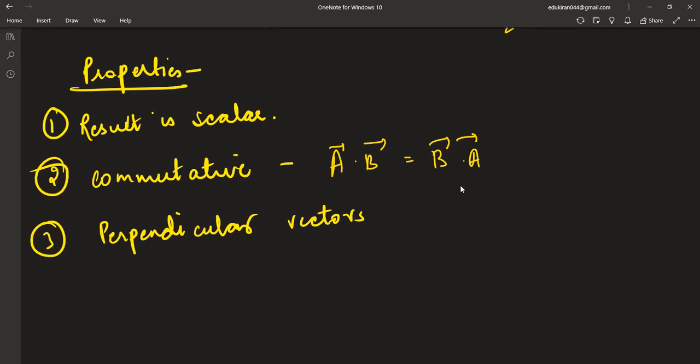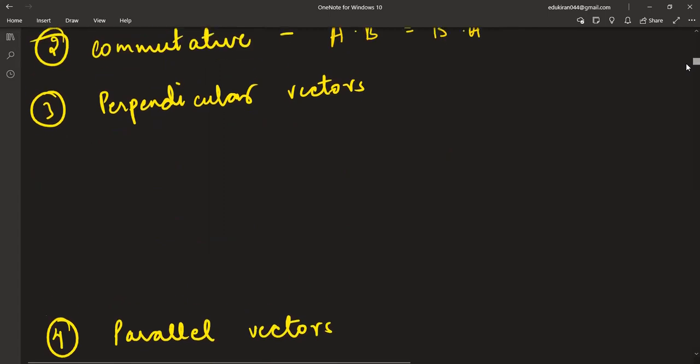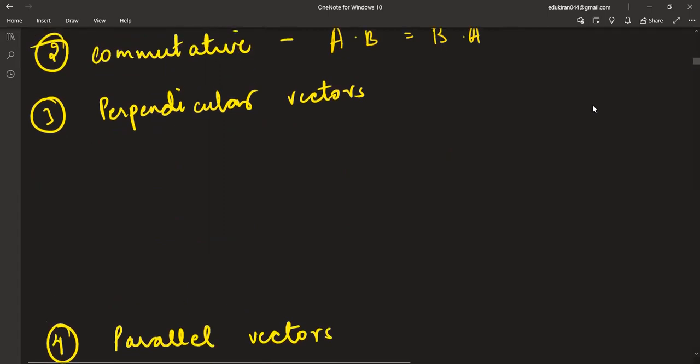The way in multiplication we can do, 3 into 2 is 2 into 3. You can write it in either way. That is valid in dot product also. Now, regarding the perpendicular vectors, I do not remember if I told you this when we were discussing dot product or not.